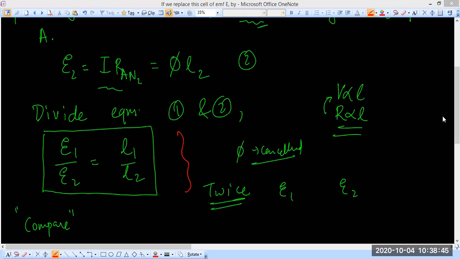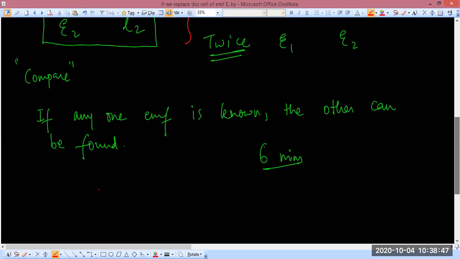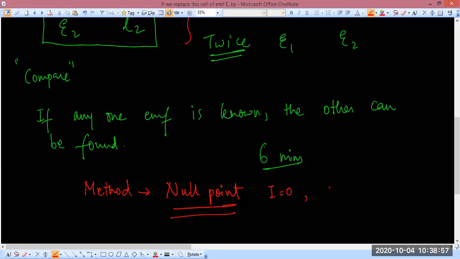Because this whole method is based on null point, correct or not? And what is the meaning of null point? The current is zero. Now obviously if current is zero, terminal voltage V becomes equal to epsilon. I hope you remember that. It is called open circuit, remember?